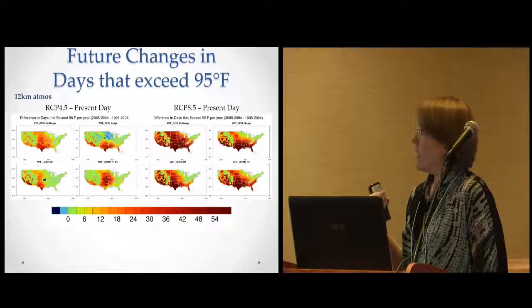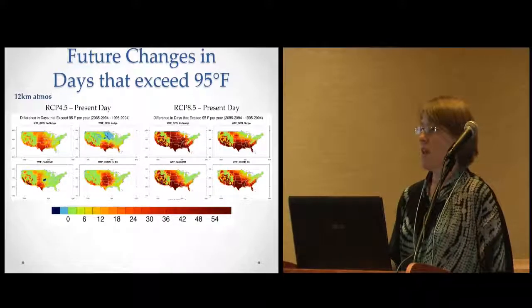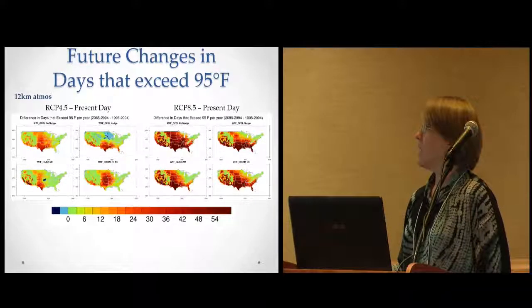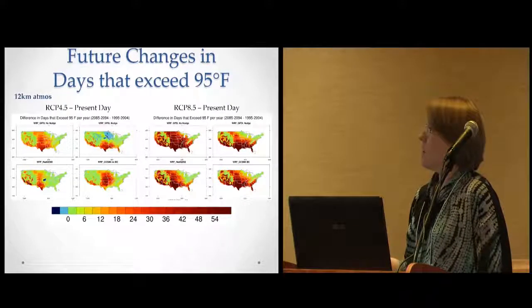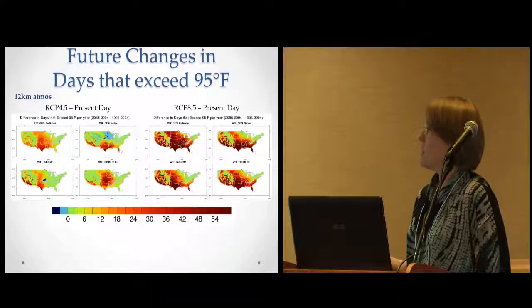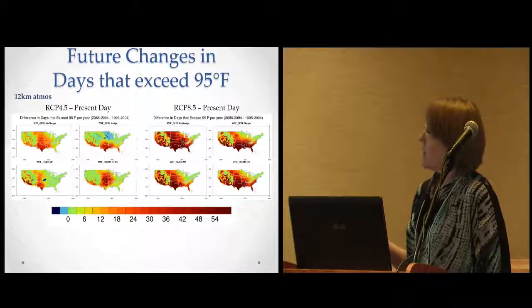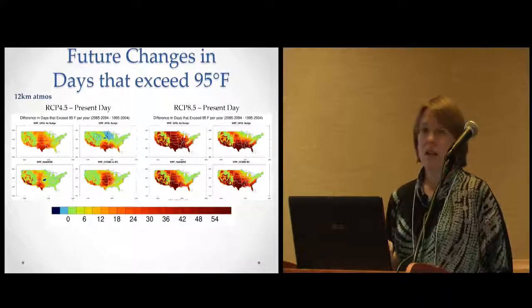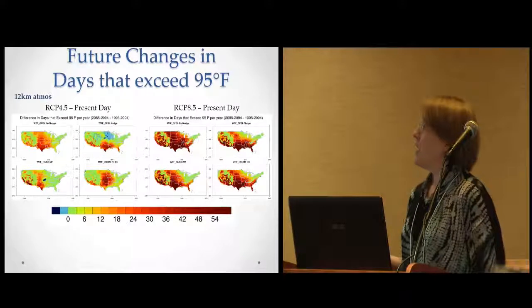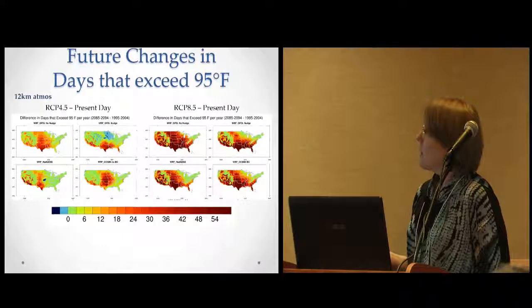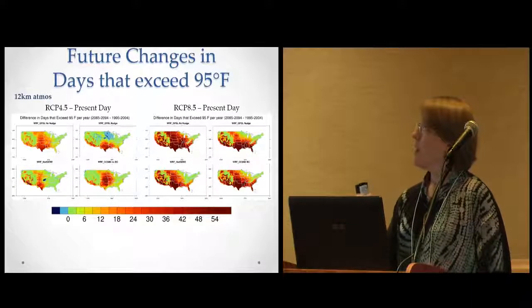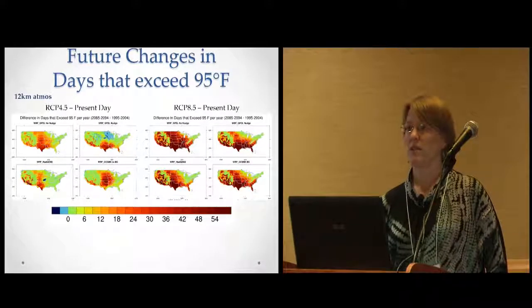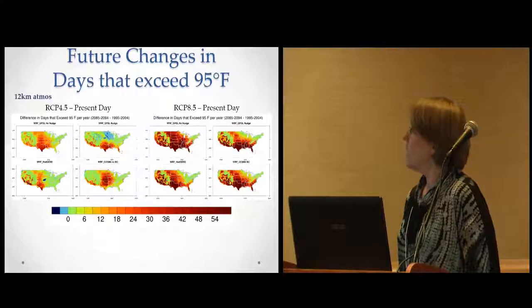And this was run using present day conditions and then a moderate warming scenario, or the RCP 4.5 scenario, and then the high warming scenario that we've looked at in previous slides, the RCP 8.5. And then what you're looking at here are the number of days that exceed 95 degrees Fahrenheit per year in either the RCP 4.5 or 8.5 minus the present day. So this would be the number of additional days per year that you might see under these different warming scenarios.